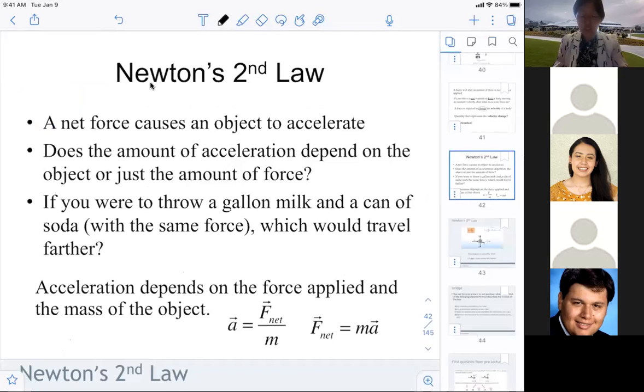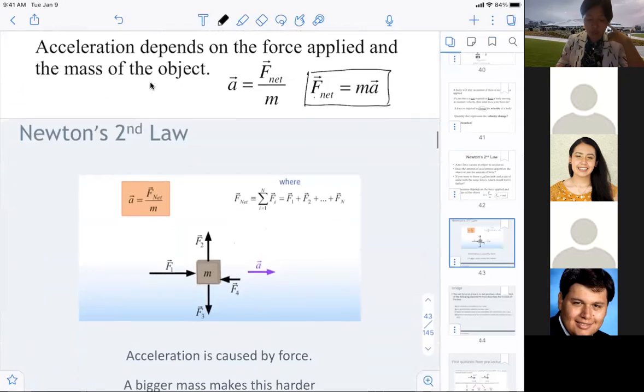The acceleration is proportional to the net force. The bigger the force is, the bigger your acceleration. But it's inversely proportional to the mass, right? The bigger the mass, with the same amount of force, you're going to have a smaller acceleration. So mass is sort of resisting the acceleration. Force is what causes an acceleration, or you can write it as F net equals ma to represent Newton's second law. F net, the net force, is equal to the mass of an object times the acceleration of the object.